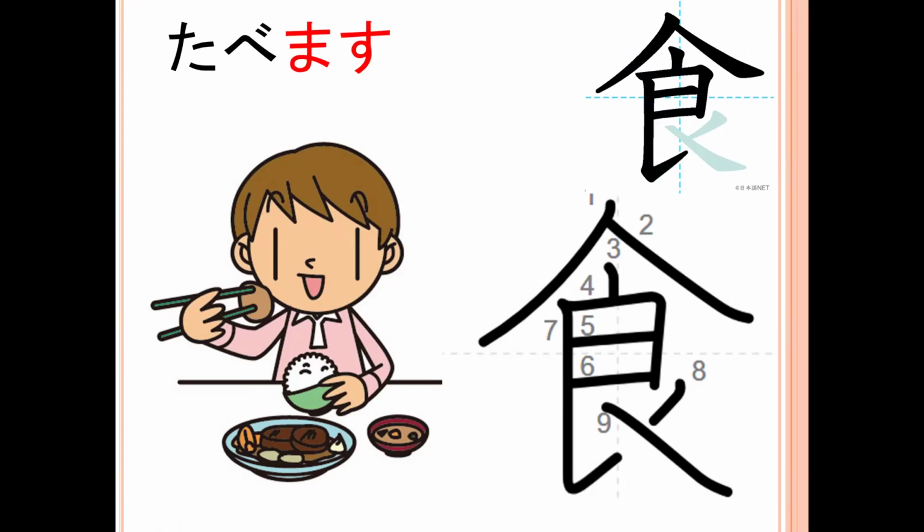And on the right side, you are seeing a kanji symbol. This is the kanji symbol used for representing tabemasu. Tabe kanji symbol. It has 9 strokes for tabemasu. And how these strokes are to be written, it is there in the animation. You can see in the animation how this kanji symbol is written. Okay, this is tabemasu.